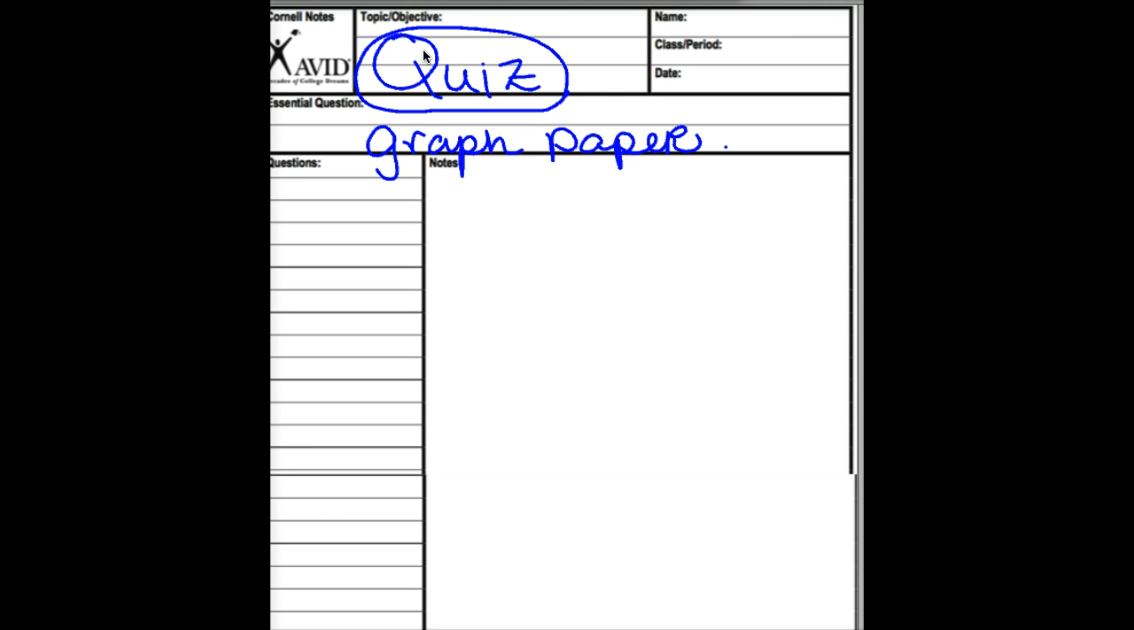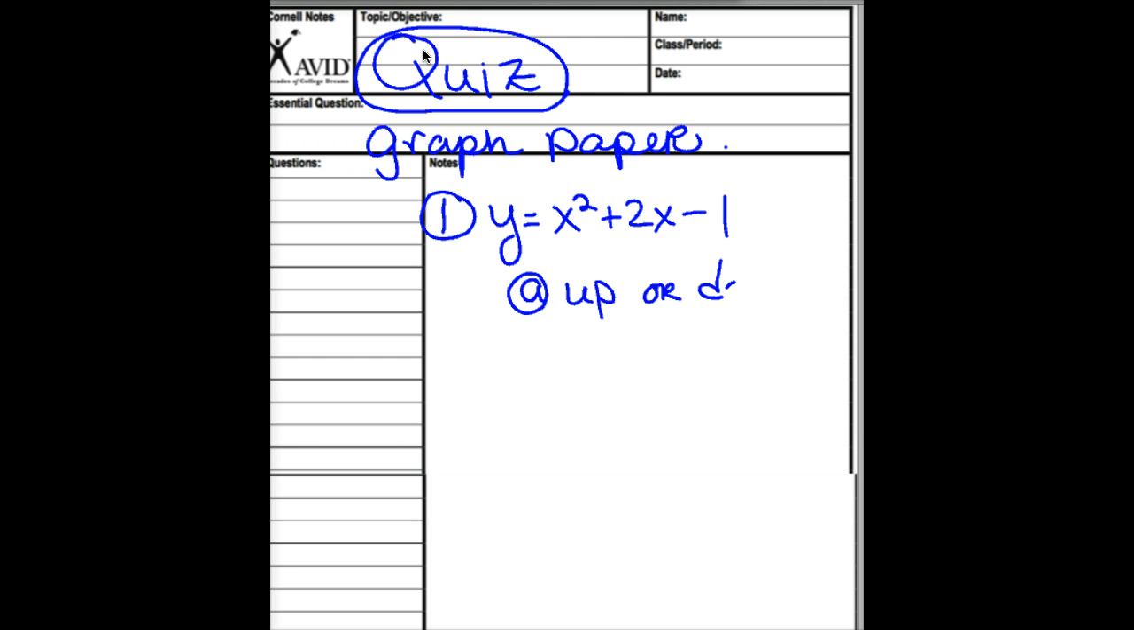In this quiz, I'm just going to ask you a few things. On your sheet of graph paper, label number 1. The first thing I would like you to do is tell me if this parabola right here opens up or opens down. Okay, so A is just, does it open up or down? That's all I need to know.